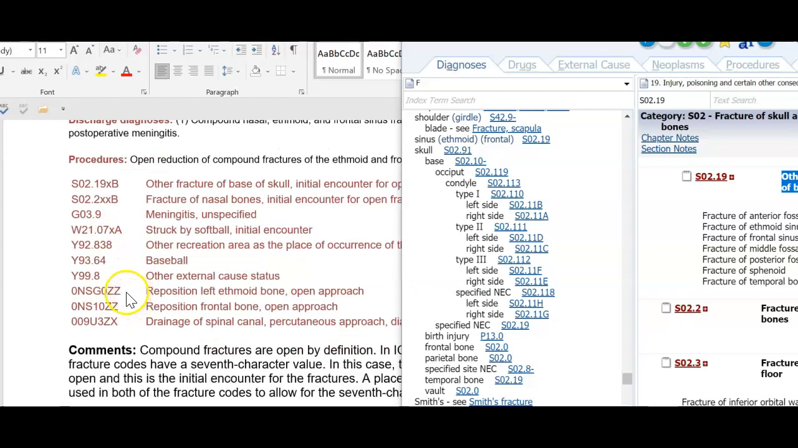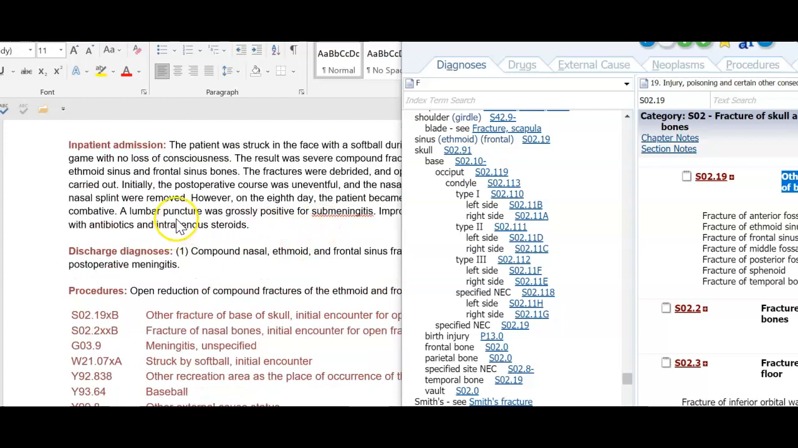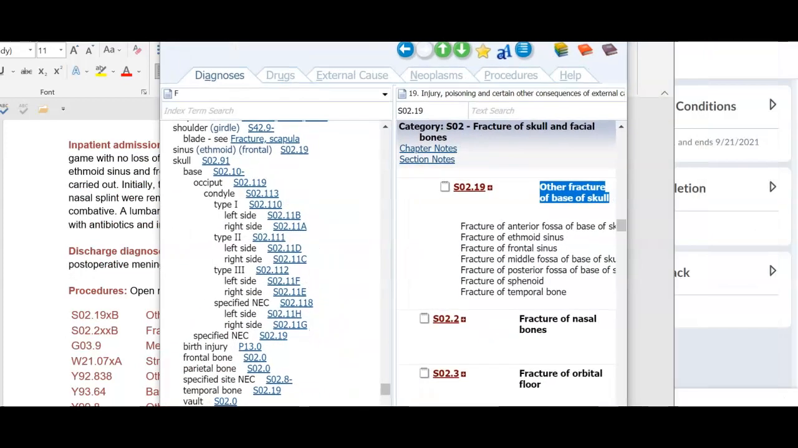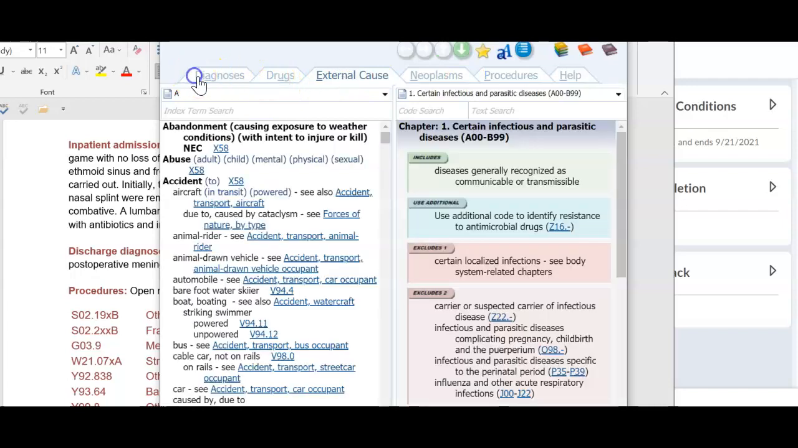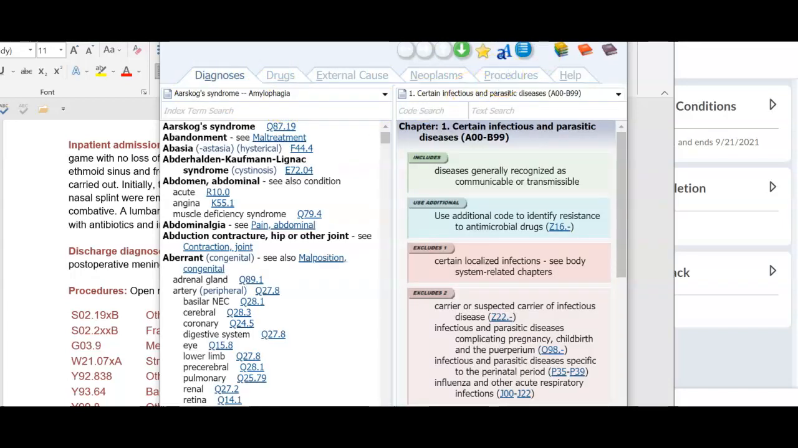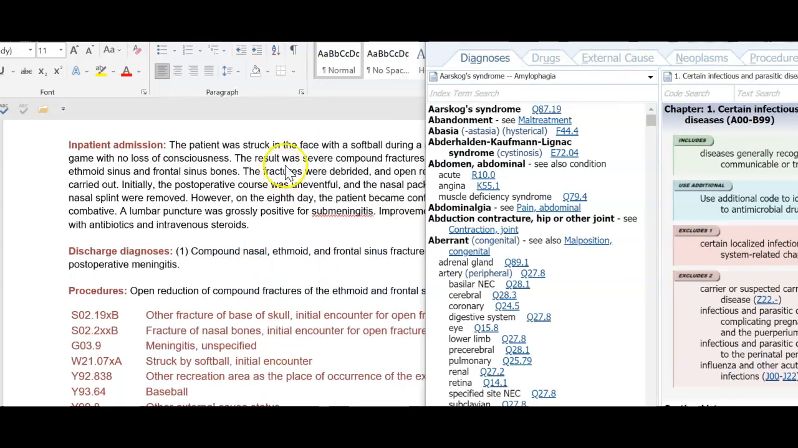Okay, and then next we're going to do the reposition, which they did the ethmoid bone first, then we went to the frontal bone. These are all open approach. And then we went to code that last procedure, the lumbar puncture. So just remember when you are coding to make sure you click on procedures, external cause, so that you're in the right area.